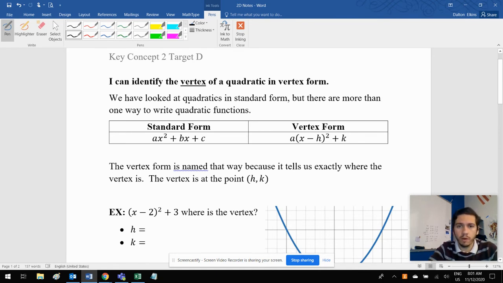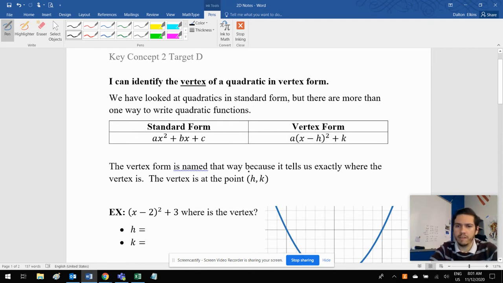So, we have looked at quadratics in standard form, but there are other ways to write quadratic functions. Here is the standard form, ax squared plus bx plus c, and this is something that we've looked at a whole lot. But you can also write quadratics in vertex form, which is written as a times the quantity x minus h squared plus k.